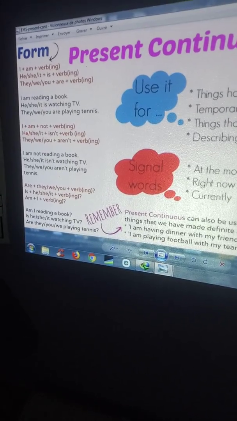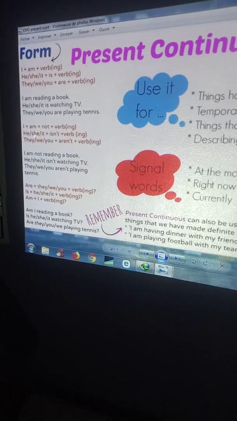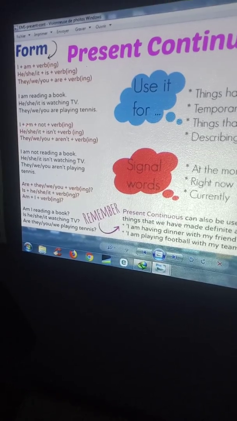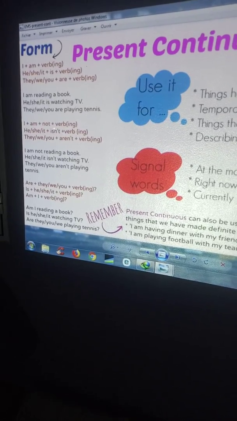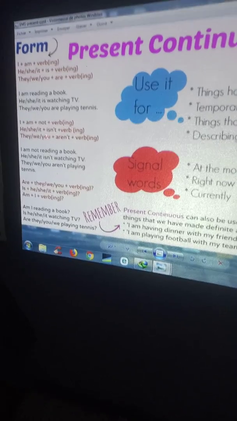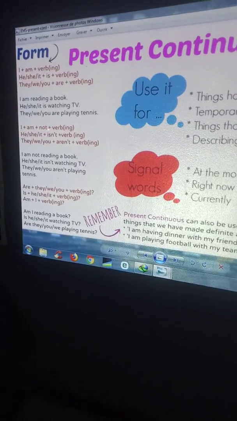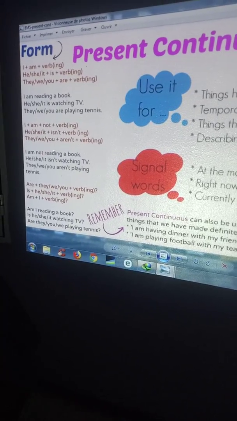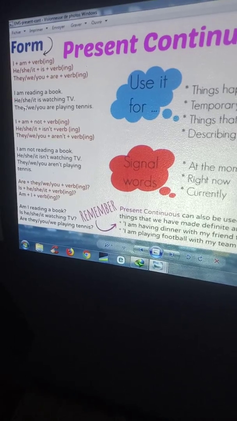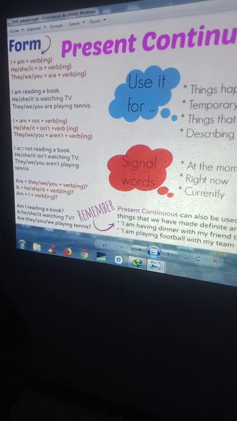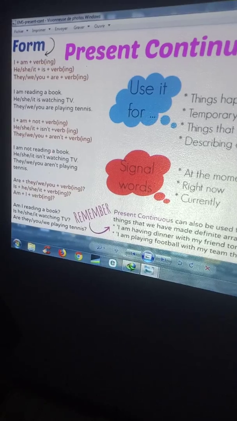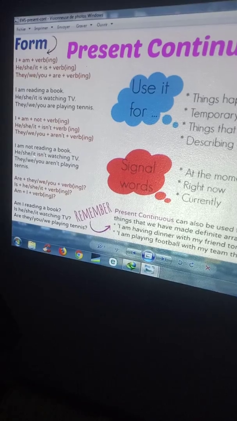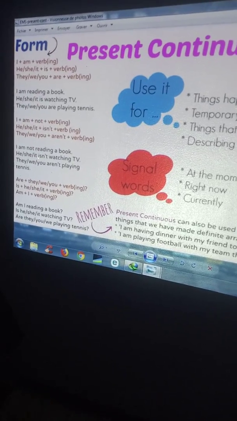Now I'm going to explain to you the negative form. So personal pronoun plus verb to be, plus not, plus verb, plus ing. So the difference between the affirmative and negative is not. So we add not. The example is: I am not reading a book. In the affirmative it is I am reading a book, and in the negative, I am not reading a book. Just look at the two forms, the affirmative and negative, and you'll see the difference. So the difference is not.